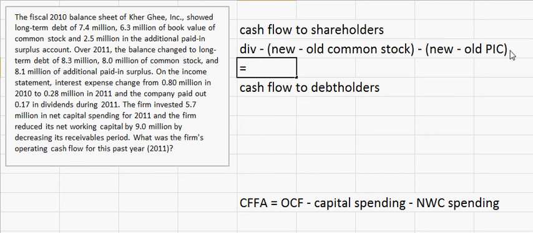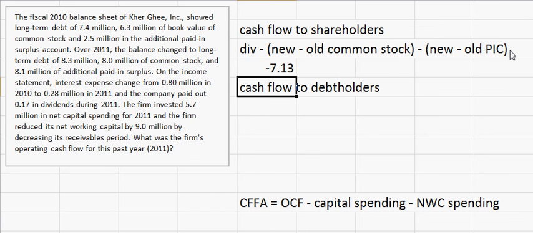So for this problem, we have 17 cents in dividends, or I guess that would be 0.17 million, so 170,000 in dividends. Then we do minus new book equity. New book equity is 8 million, and we subtract off 6.3, the old book equity. Then we need to do the same thing for paid-in capital. We have 1 million in paid-in capital, and later we're going to have 2.5 million paid-in capital.